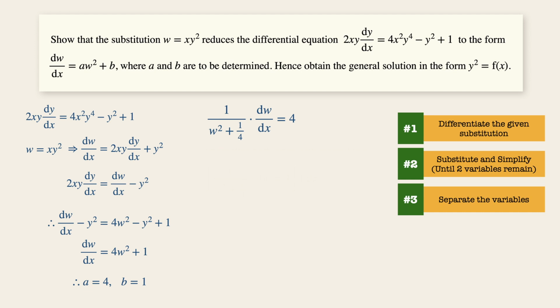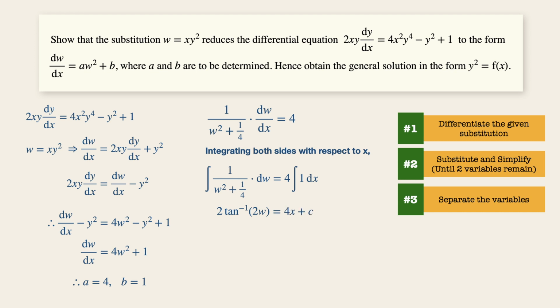Now coming back to this, when we integrate this expression with respect to x, we have 2 tangent inverse 2w equals 4x plus c. The c is an arbitrary constant because this is an indefinite integral. Making tangent inverse the subject, we will have this expression over here. And I've basically converted c into d, where d is equal to c over 2, so that my working can be more elegant. Now 2w is simply tangent (2x plus d).